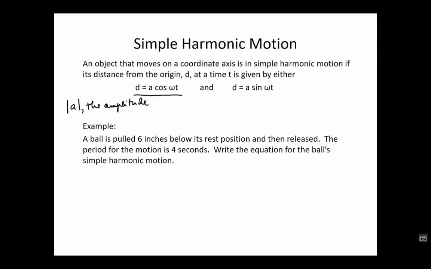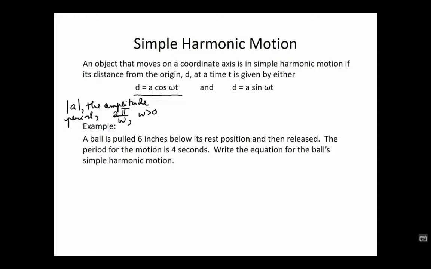And the period of the motion is given by 2 pi divided by omega, where of course omega is greater than 0. And the period gives the time it takes for the motion to go through, as you know, one complete cycle.